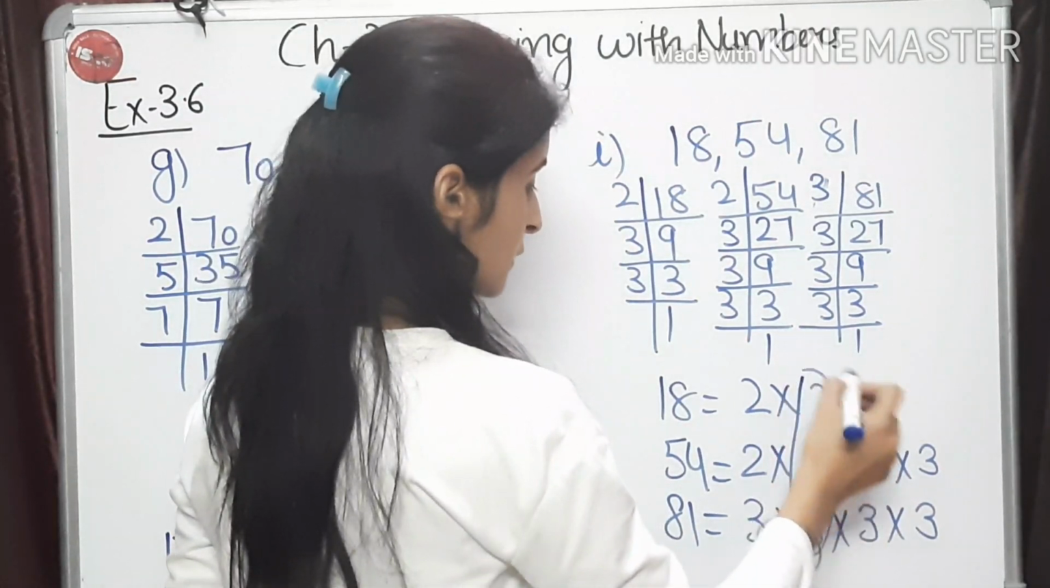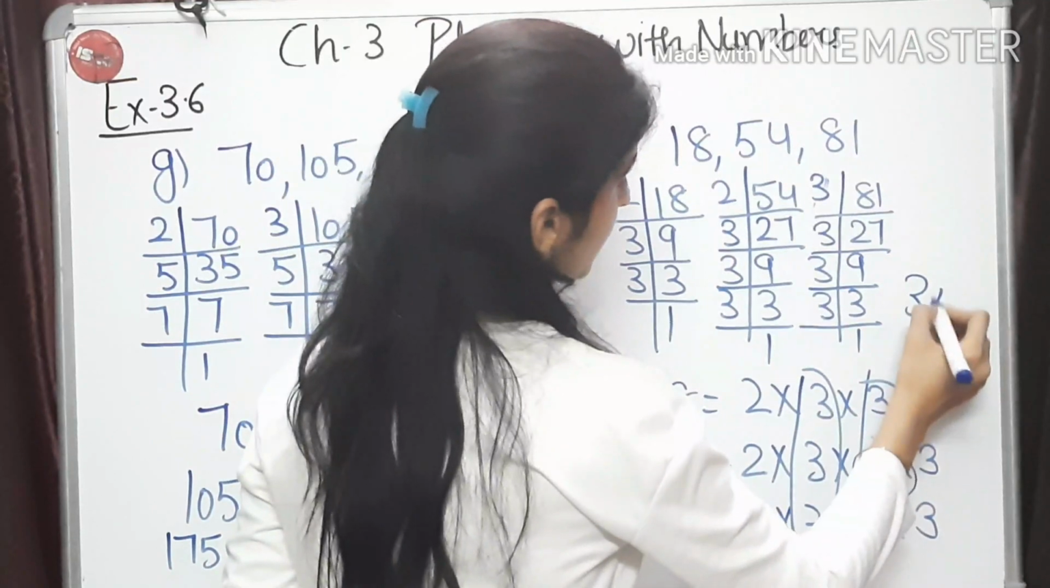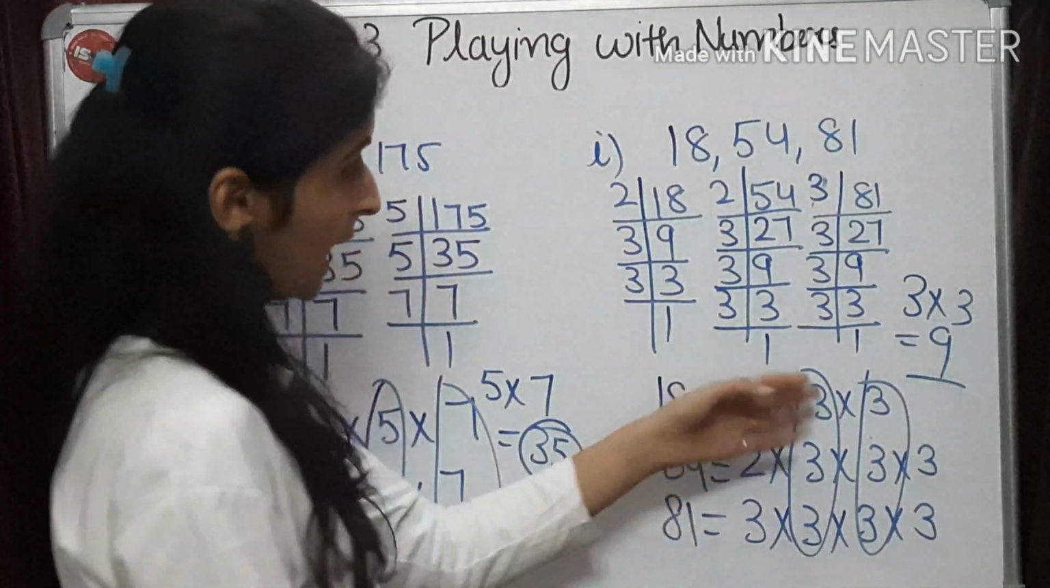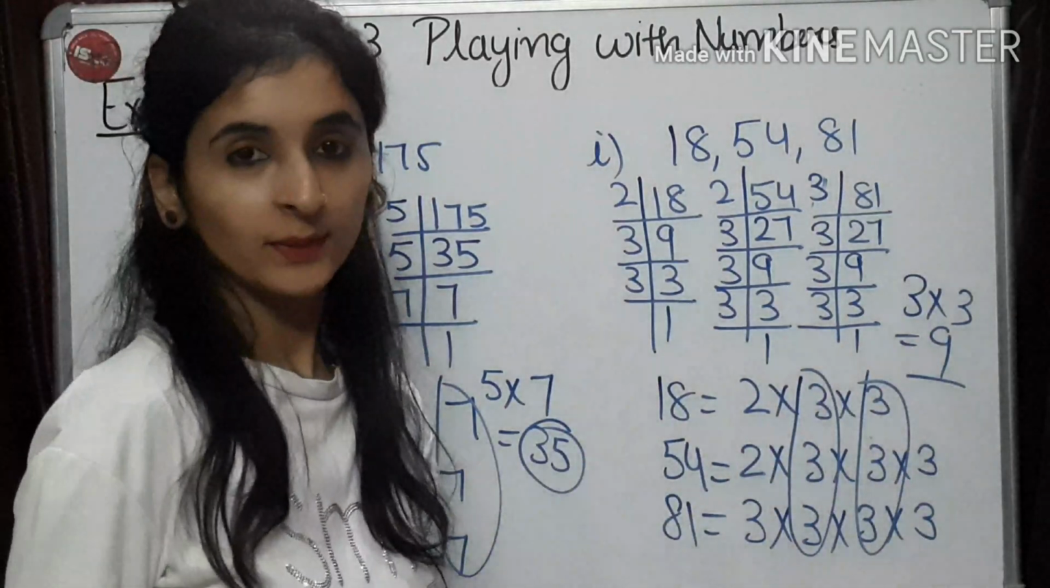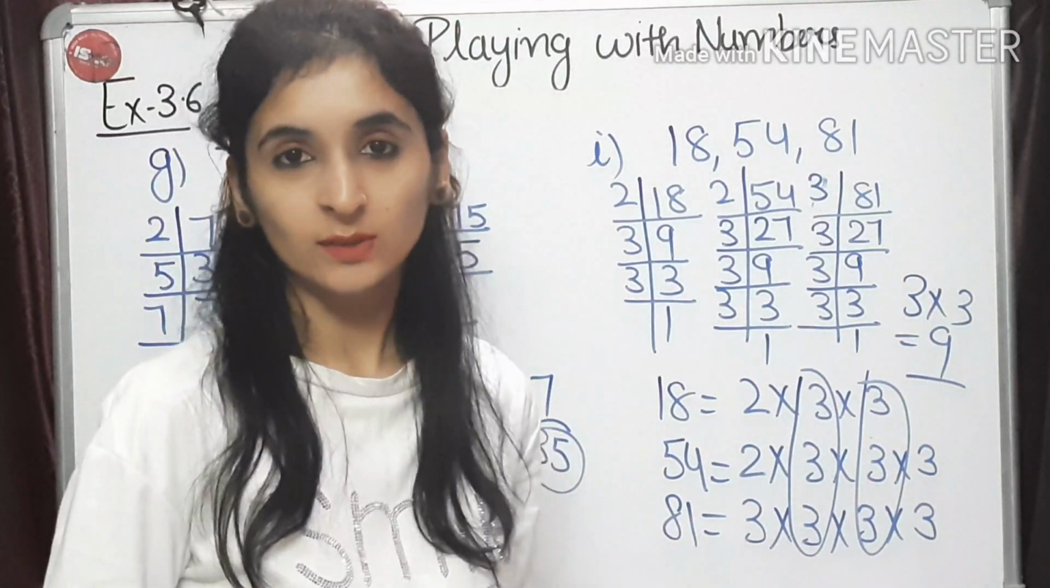So this 3 is common and this 3 is common. So 3 3s are 9. Right? So 9 is the HCF here. Clear? Now let's come to next question.